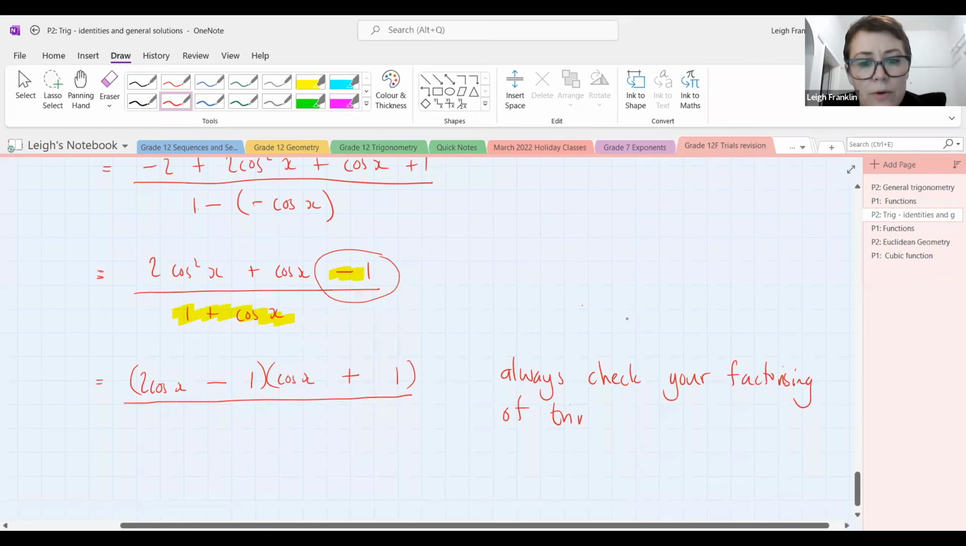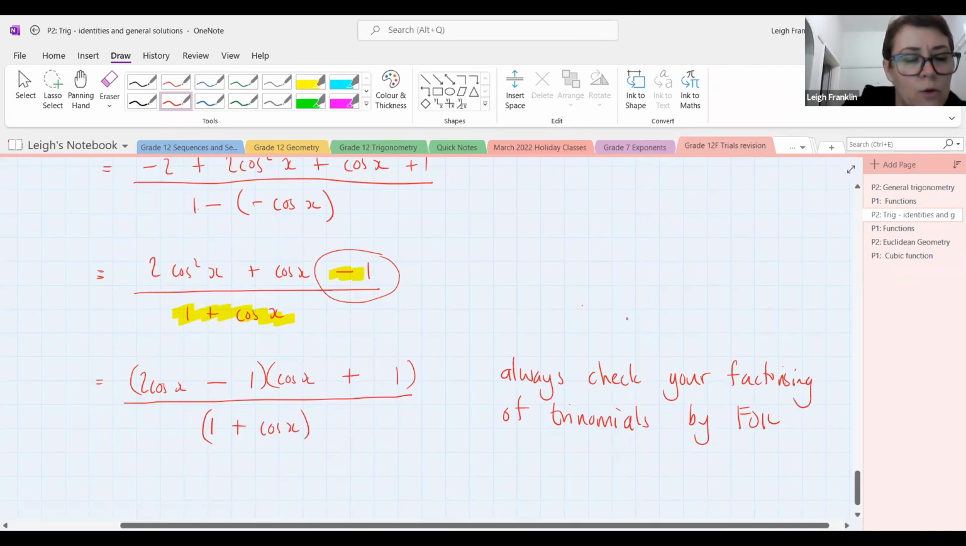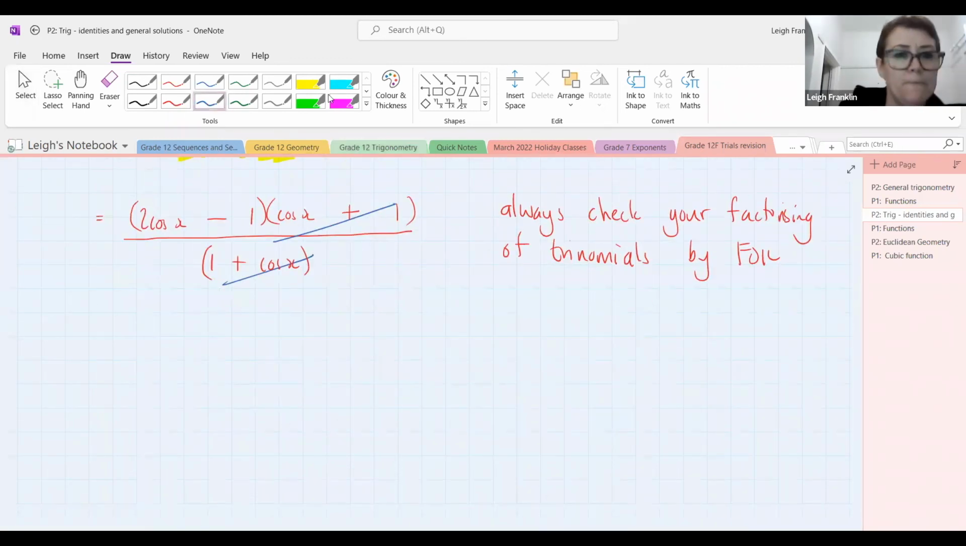Of trinomials. Okay, by just foiling it out again. Okay, and then you can see that you've got it correct. At the bottom, we've got 1 plus cos x, which is also in brackets. And now we can see something at the top has to cancel with something at the bottom. Anything divided by itself is 1.